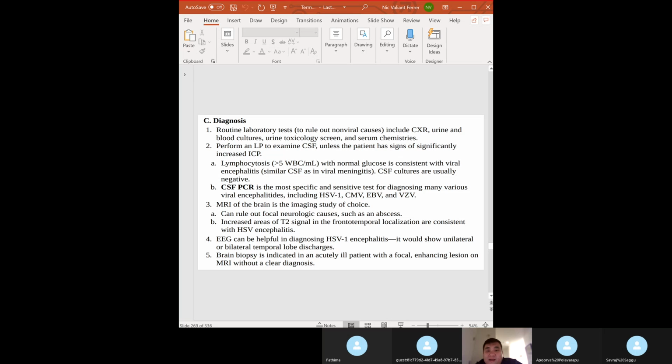What's the imaging of choice? The gold standard for imaging, MRI of the brain. High yield. Why? Because you can rule out any focal neurologic causes such as your abscess.